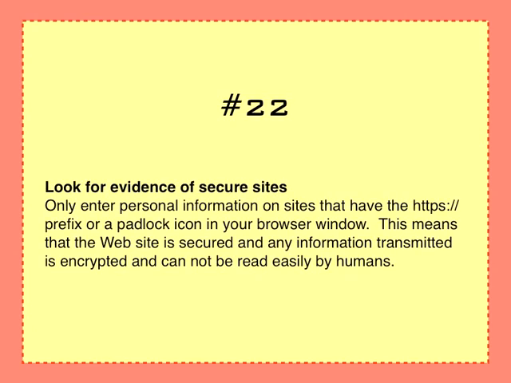Number 22. Look for evidence of secure sites. Only enter personal information on sites that have the https:// prefix or padlock icon in your browser window. This means that the website is secured and any information transmitted is encrypted and cannot be read easily by humans.